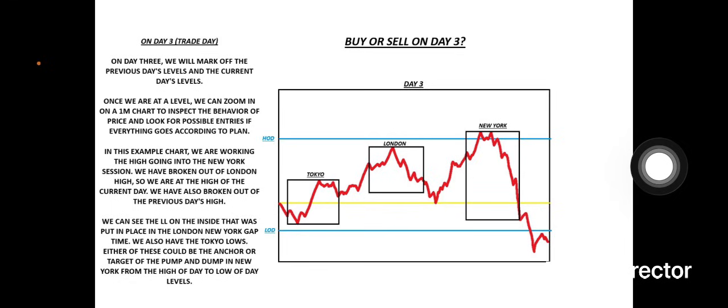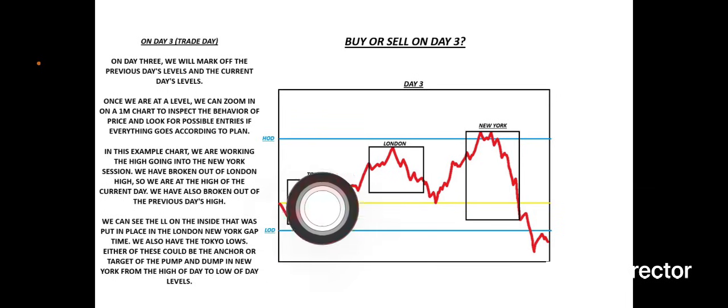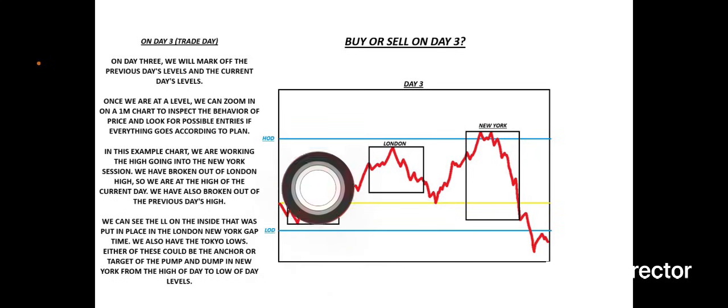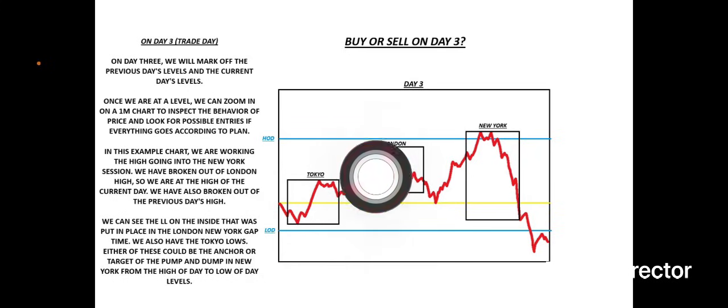And remember, we are looking at this structurally. I'm not telling you that this is going to happen on day 3, that London is going to dump down to the closing price. We are just looking at this structurally. Now, from Tokyo to London, we were moving higher, which means we were putting in higher highs and higher lows on the way up.